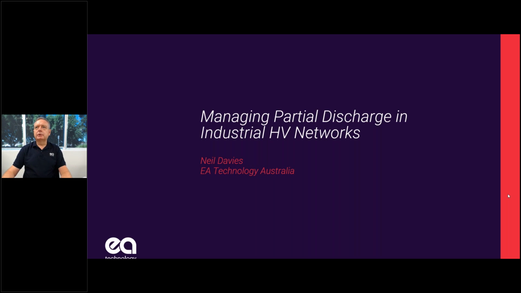So we're going to get right started into it today. The topic is managing partial discharge in industrial networks. It's the same principles, so anybody from utility or any other industry, the same principles apply. We're just going to bring out some examples and some case studies that are more targeted towards the industrial aspect of people's networks.